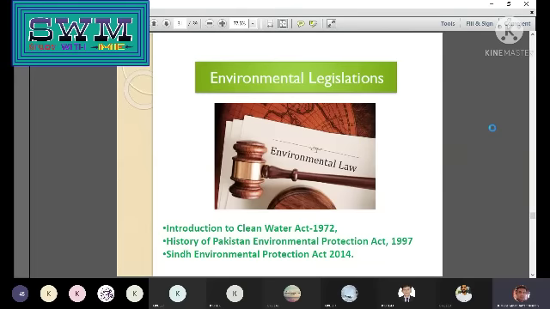And the quality environmental standards, environmental quality standards, EQS. I will share with you. I already shared with you. You must go through this one, and those based on the Introduction to Clean Water Act 1972, History of Pakistan Environmental Protection Act 1997, Sindh Environmental Protection Act 2014.